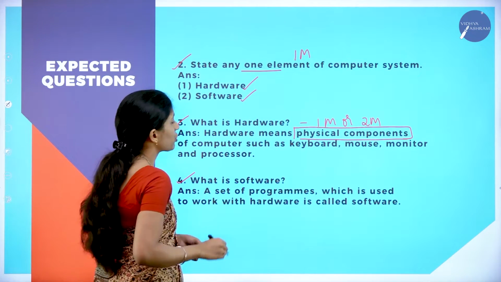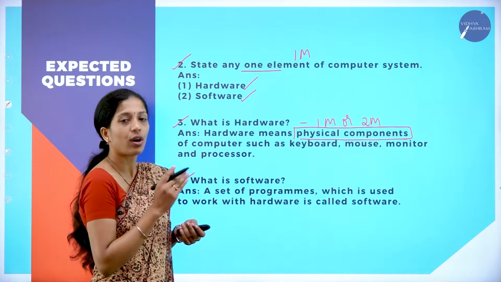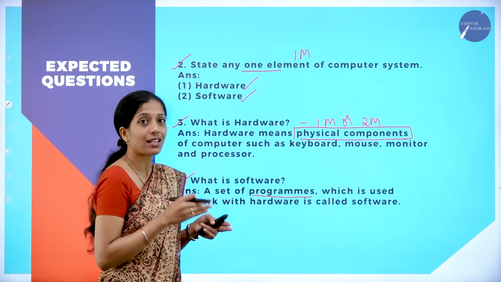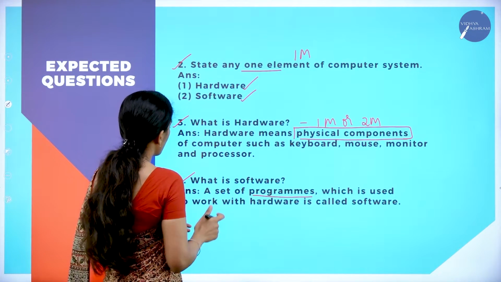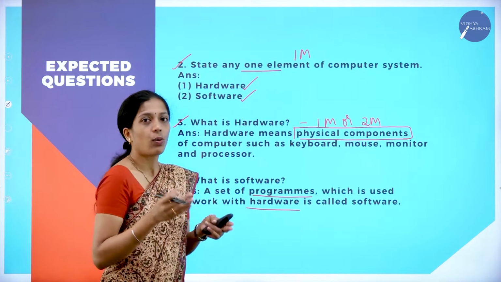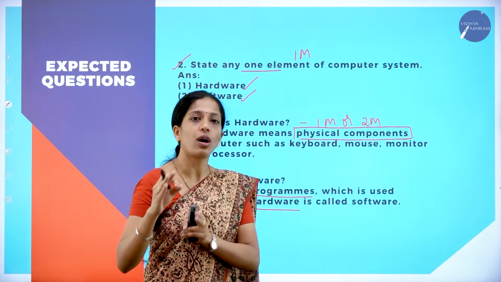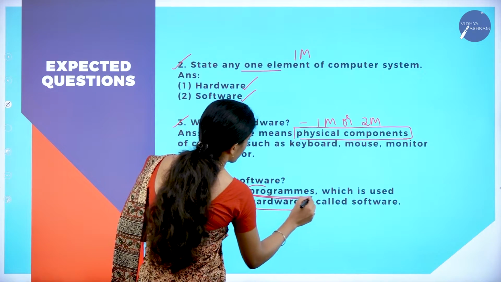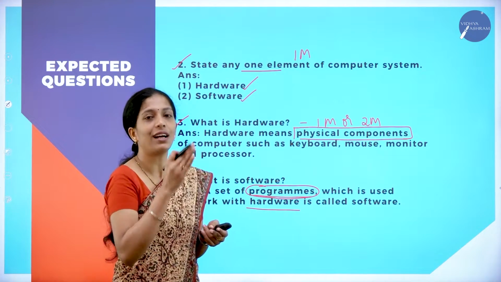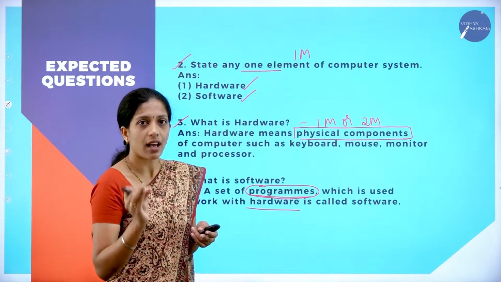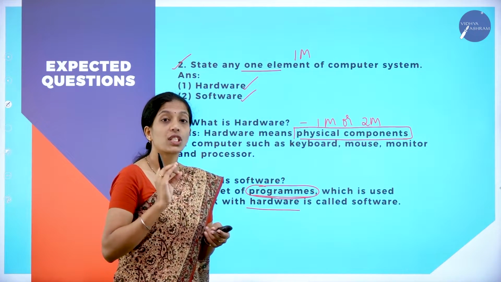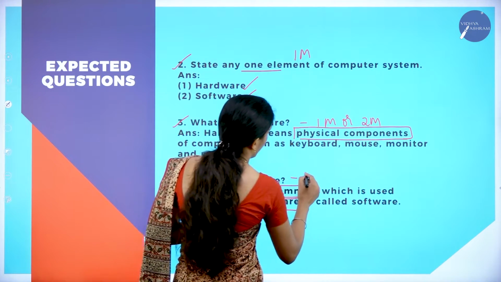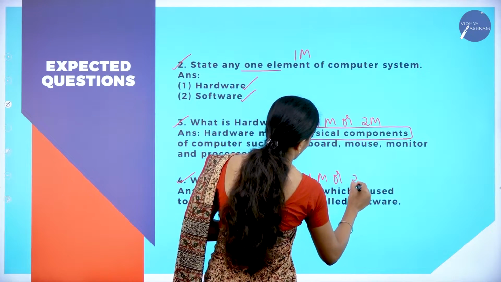Now coming to the next question, what is software? They might ask for 1 or 2 marks. How you can write? A set of programs. So software means what? It is a set of programs which is used to work with the hardware. Whatever the programs which is being used along with the hardware, they are termed as what? Software. What you have to remember here? It is a set of programs which is being used with the hardware in order to get the desired output. They might ask for 1 mark or for 2 marks also.